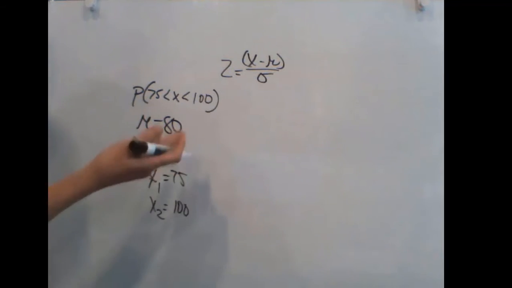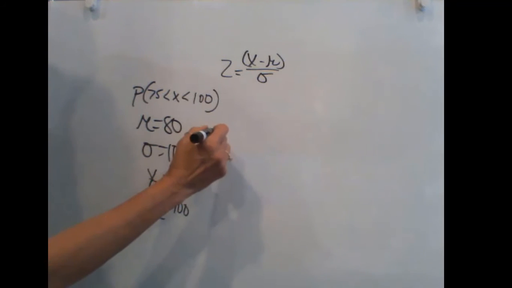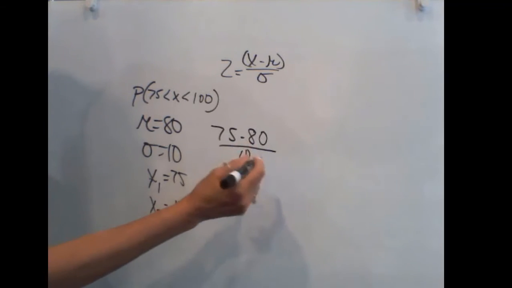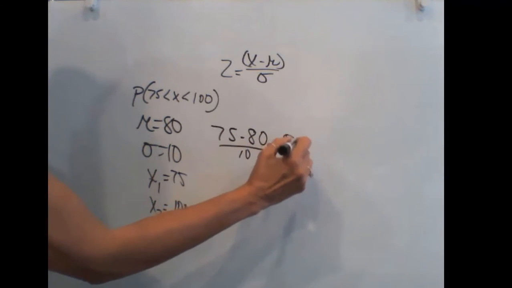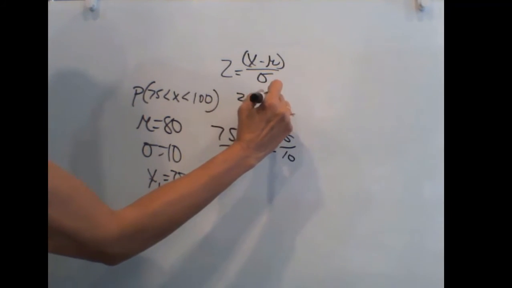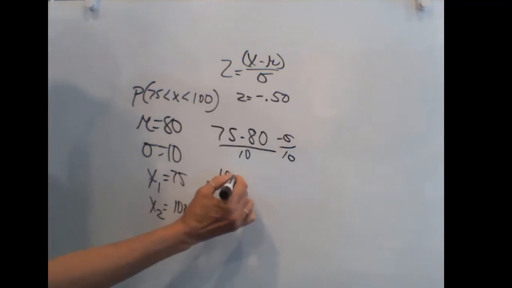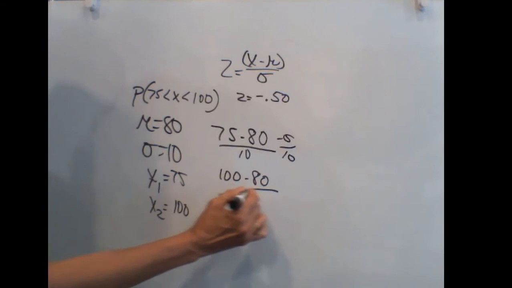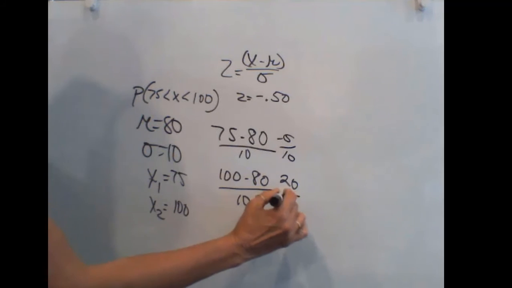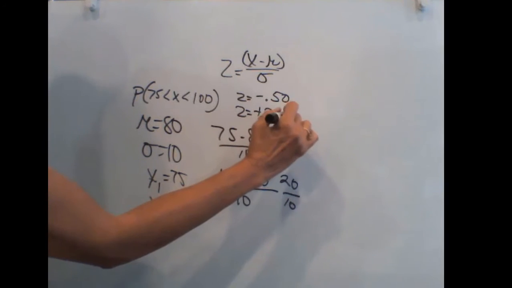The first thing we're going to do is find two z-scores, one for 75 and one for 100. So I'll do the first one first. 75 minus 80, the mean of 80, divided by 10. That is negative 5 divided by 10. So our first z-score is equal to a negative 0.50. The second z-score for 100 minus our mean of 80 divided by the standard deviation of 10 gives us 20 divided by 10, or a z-score of a positive 2.00.